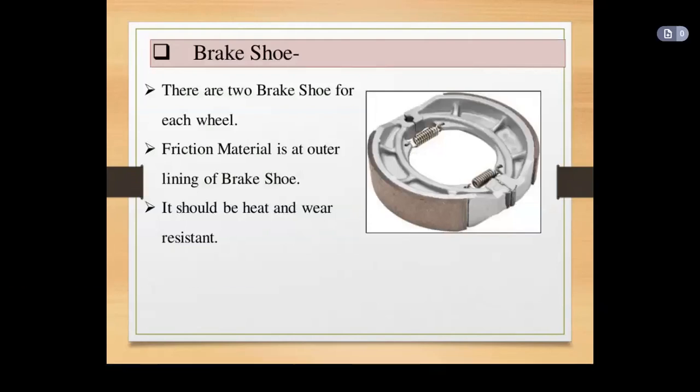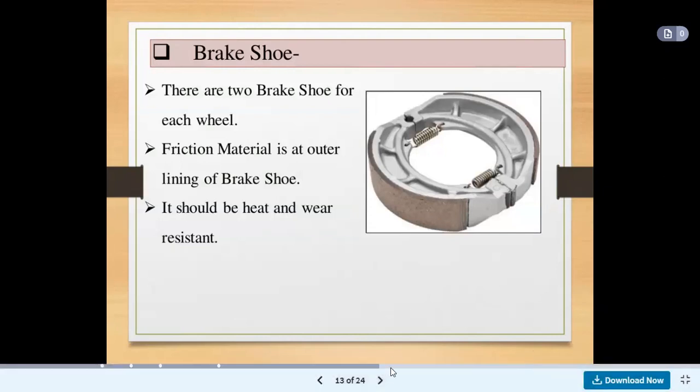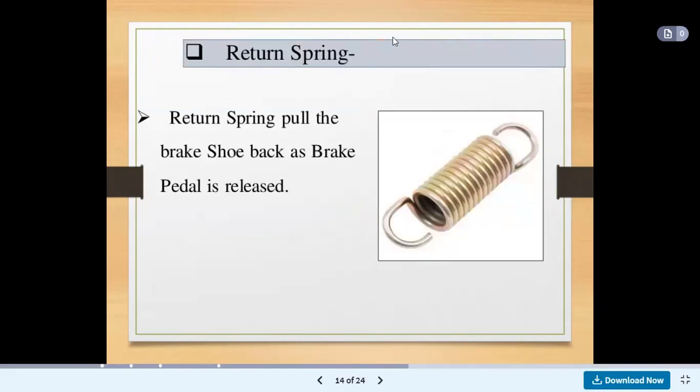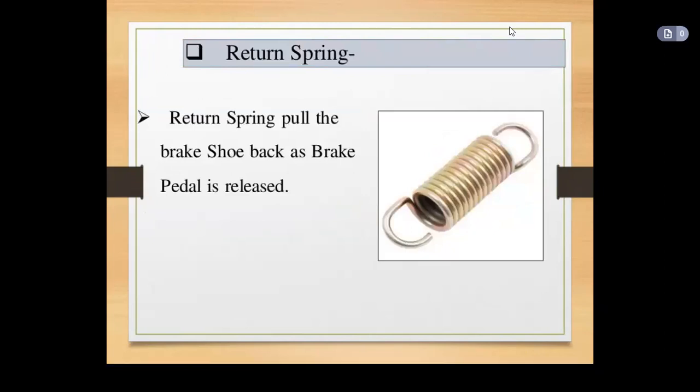Next is the brake shoe. There are two brake shoes for each wheel. And we consider these are the two brake shoes. Friction material is at the outer lining of the brake shoe. It should be heat and wear resistant. The next component is the return spring. The return spring pulls the brake shoe back as the brake pedal is released.